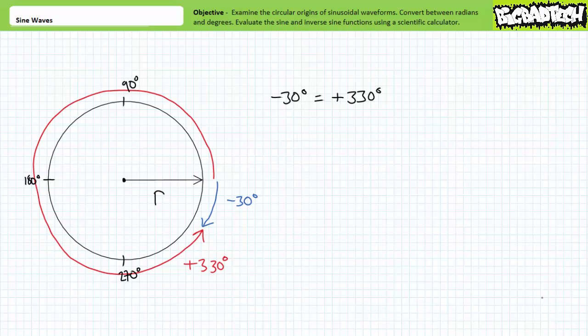The point being that negative 30 degrees and positive 330 degrees are therefore equivalent angles. I'll come back to clarify accepted formatting in later lectures. For now, you should simply be aware of this duality.